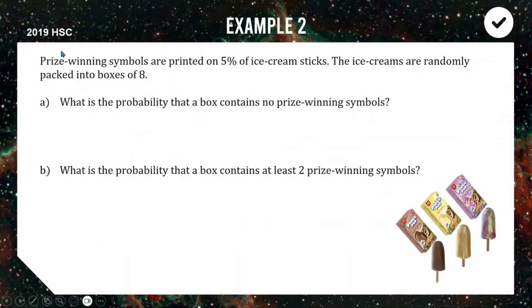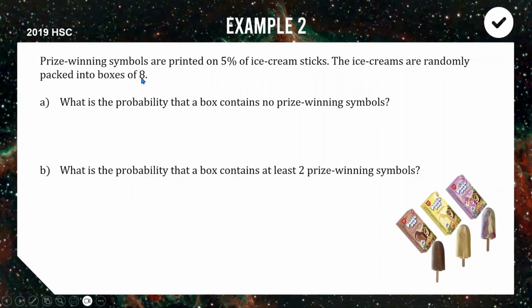We have prize-winning symbols from the 2019 HSC. They're printed on 5% of ice cream sticks, like you used to get in paddle pops back in the day. Maybe that still happens. I don't know. I'm old. The ice cream sticks are randomly packed into boxes of 8. What is the probability that a box contains no prize-winning symbols?